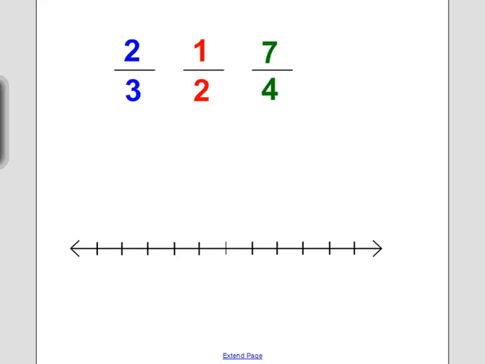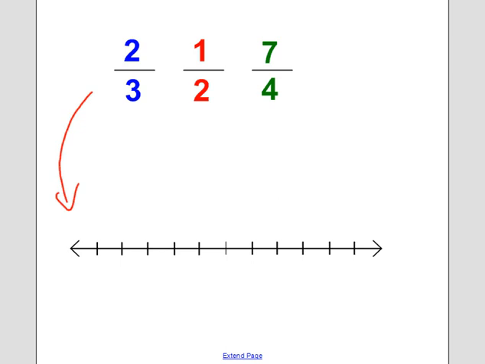Now let's look at this set. We have three different fractions. We have 2 over 3, 1 over 2, and 7 over 4. And what we need to do is order these fractions from least to greatest. If we're going to order them, which means put them in an order, we need to use a number line.